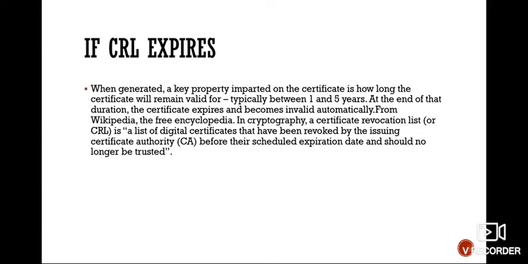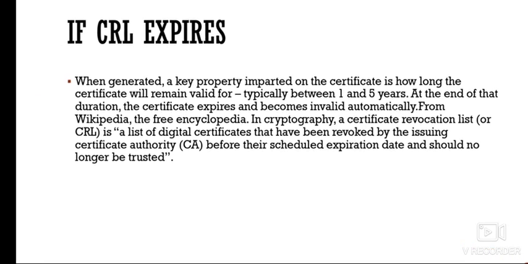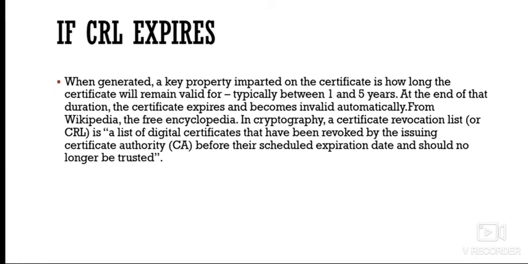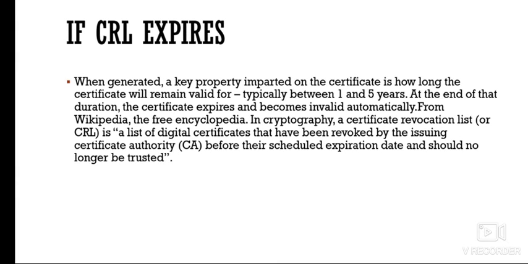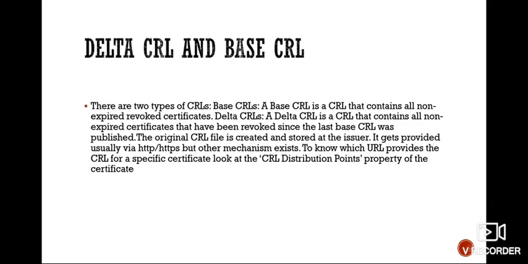When a certificate is generated, a key property imparted on it is how long the certificate will remain valid for, typically between 1 and 5 years. At the end of that duration, the certificate expires and becomes invalid automatically. In cryptography, a certificate revocation list or CRL is a list of digital certificates that have been revoked by the issuing certificate authority before their scheduled expiration date and should no longer be trusted.